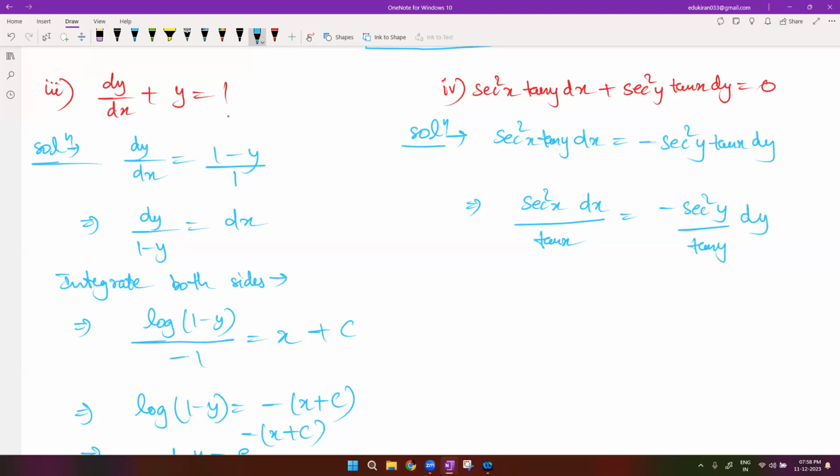Now, is it correct? Is it variable separable? We can say it is variable separable right now. Yes, definitely, because all the x is with dx and all the y is with dy. Now integrating both sides. Okay, let's integrate. How to do the integration? Harif will tell how we should do the integration.